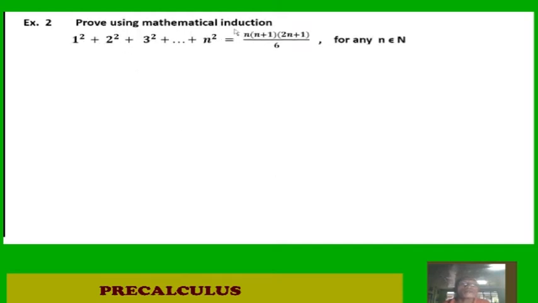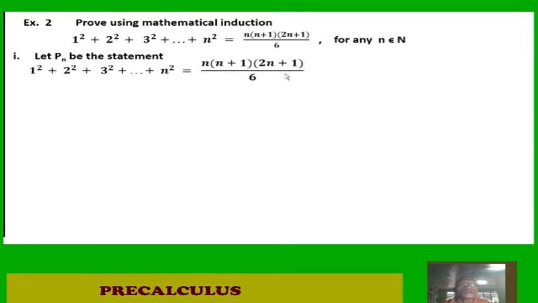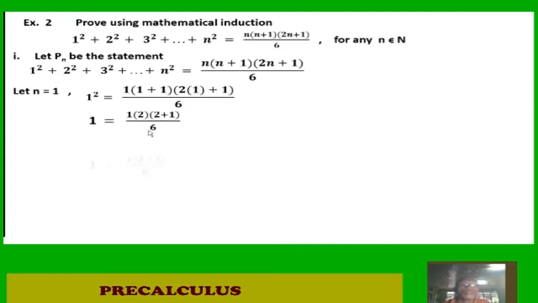Next, prove using mathematical induction this statement: 1 square plus 2 square plus 3 square up to n square is equal to this fraction for any n element of natural numbers. First step, let P of n be the statement. Then let n equal 1. So take one element, 1 square, then bring this down. Substitute n equal to 1. So 1 plus 1 is 2, 2 times 1 plus 1 is 3, 2 times 3 times 1 is 6. 6 over 6 is 1, which is true.